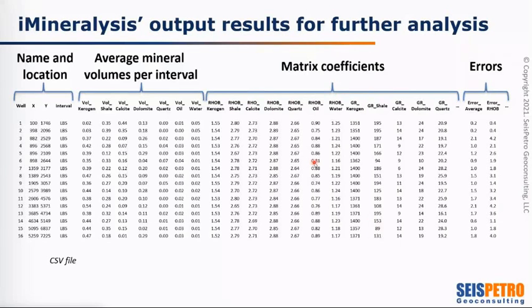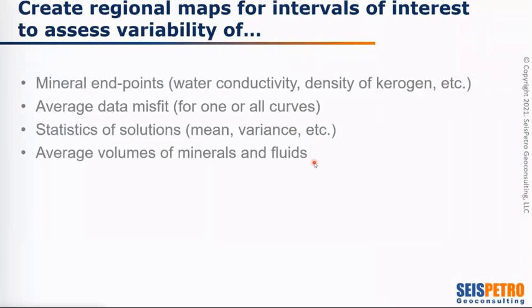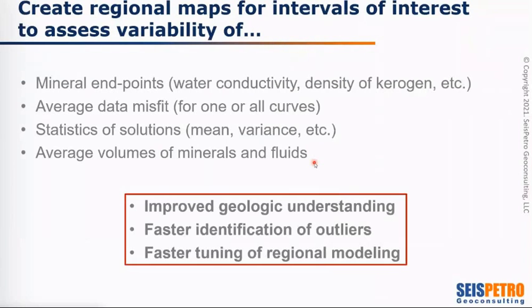And after that, we can create regional maps of interest to assess the variability of, for example, the mineral endpoints, the water conductivity, density of kerogen. We can look at the average data misfit. We can use the statistics of the solution. And of course, we can have the typical average volumes and minerals of fluids. So it improves the geologic understanding. It gives you a faster identification of outliers and a faster tuning of our regional modeling.